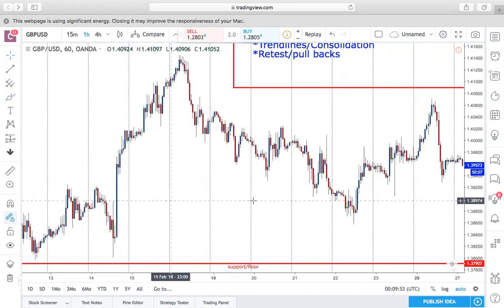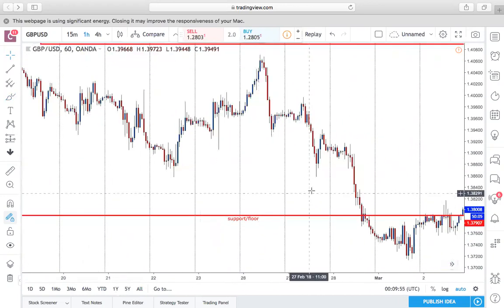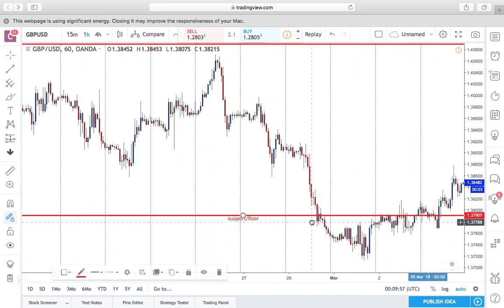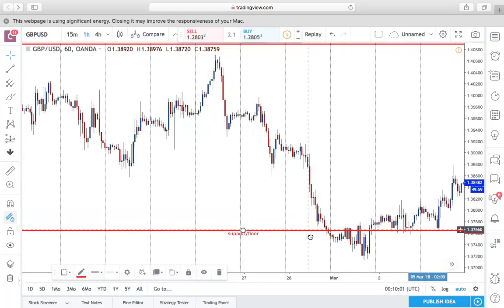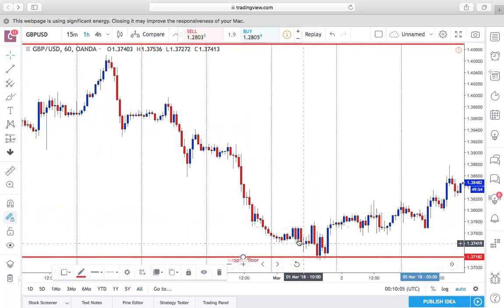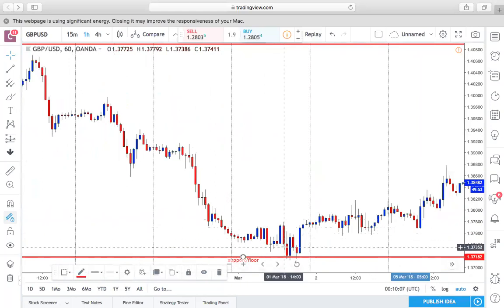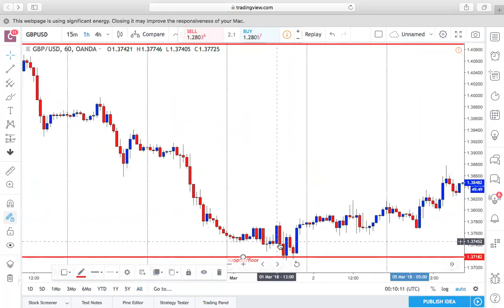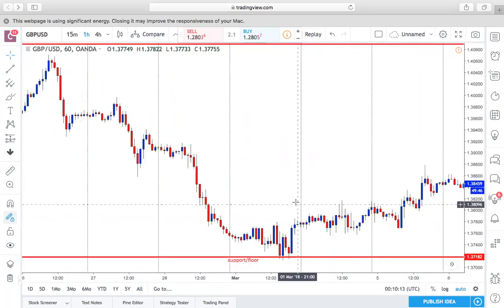So let's look over here. We have our support line, which is here, because price reversed off this area. It acted as a floor, bounced there and reversed, right?